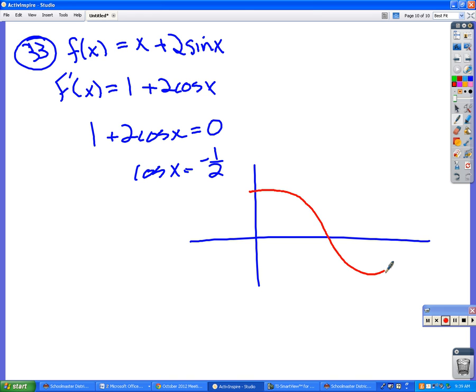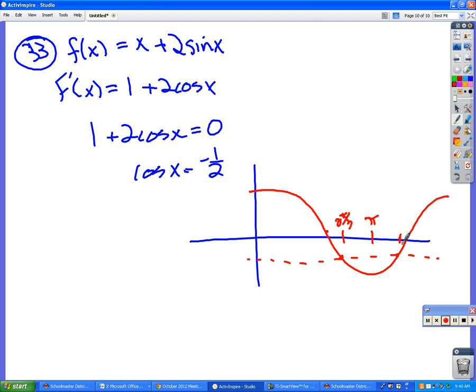So if you think about the cosine graph, it looks something like this. And you're looking for negative 1/2. So right here is the low point, which is pi. So this value right here is 2 pi over 3. What's this next value going to be?